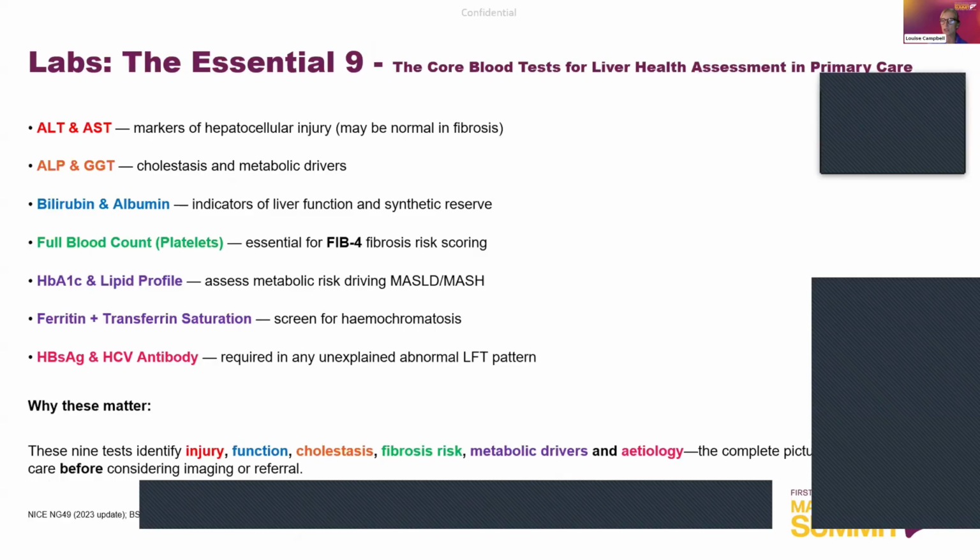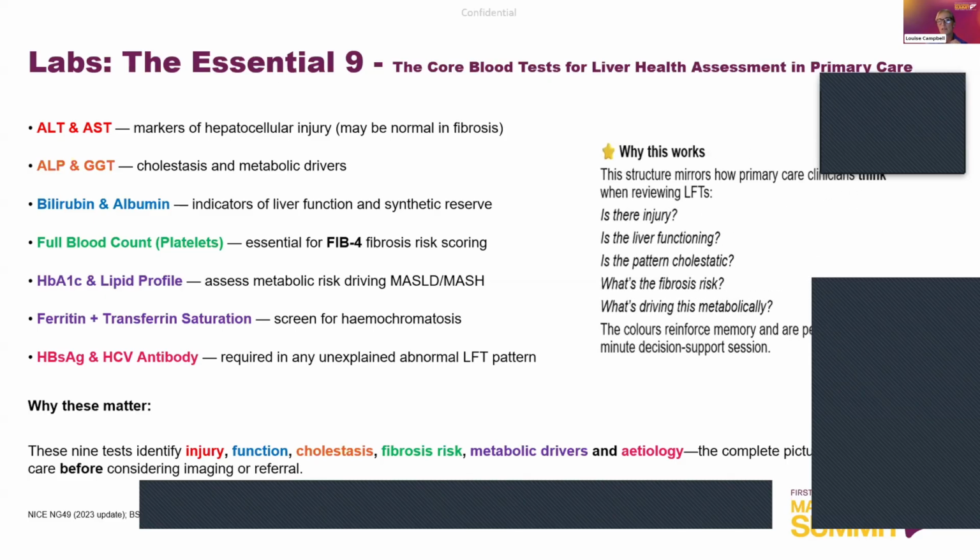Essential 9 labs, the core test that we'd like you to do, whether you're allied health or primary care: ALT, AST, and some people have to request AST differently, ALP, gamma GT, bilirubin, albumin, full blood count, HbA1c, lipid profiles, ferritin, transferrin saturation, and hepatitis C and B antibodies, for example. Why they matter? I color code them because they show you injury, function, cholestasis, fibrosis risk factors, metabolic drivers, and etiology. So we'll get a complete picture when we consider referring these patients or even assessing them quite quickly.